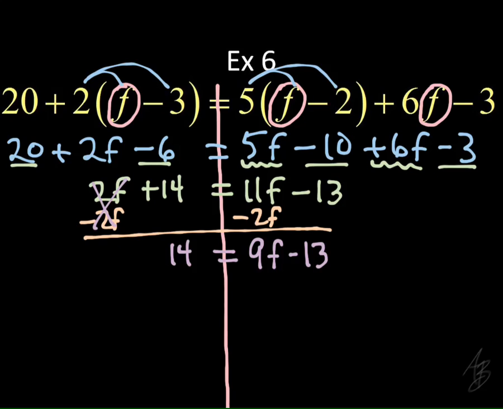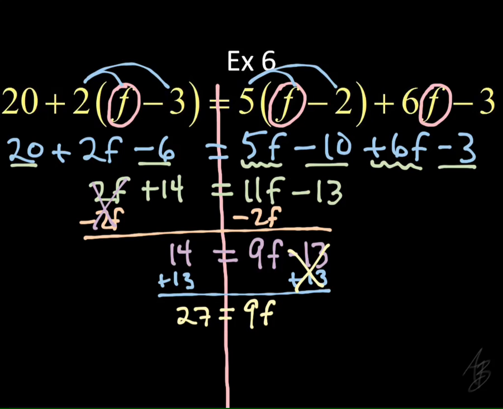Got to get rid of the minus 13 by doing what? Add 13 to both sides. On the left side, 14 plus 13 is? 27. And we get the 9f left by itself on the right side. Then to get rid of the 9, we divide by 9. So we get 3 is equal to f.